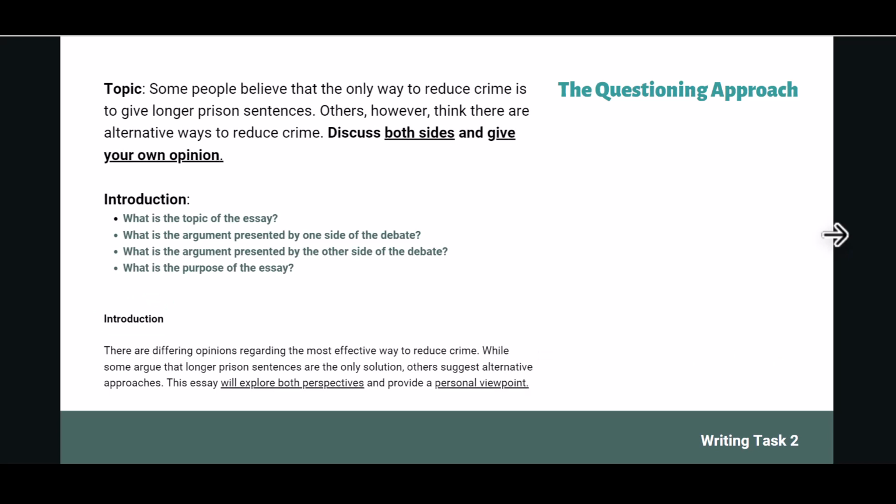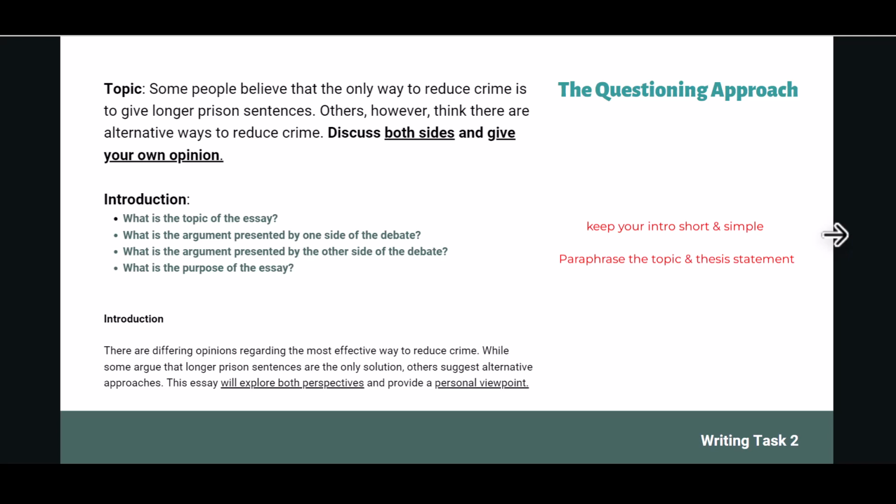After jotting down our ideas for each side of the topic, we can begin writing the introduction. It's important to keep the introduction short and simple. All we need to do is paraphrase the topic, mention that we will be discussing both sides, and then present our personal opinion. This helps to set the tone for the rest of the essay and give the reader a clear understanding of what to expect.